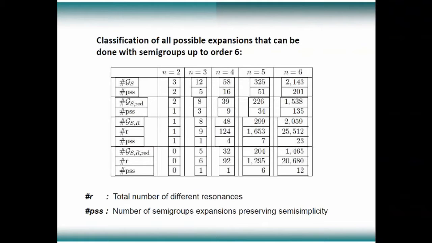For semigroups of higher orders, which are harder, we can use the graphic. But we have similar results in this case. For example, for order 6, we have the general expansion, and 201 of them result in simplicity. The resonance algebras have 145 out of the 1,000. But you have over 25,000 resonances, and only 23 of them. And when you do the intersection, only a few.